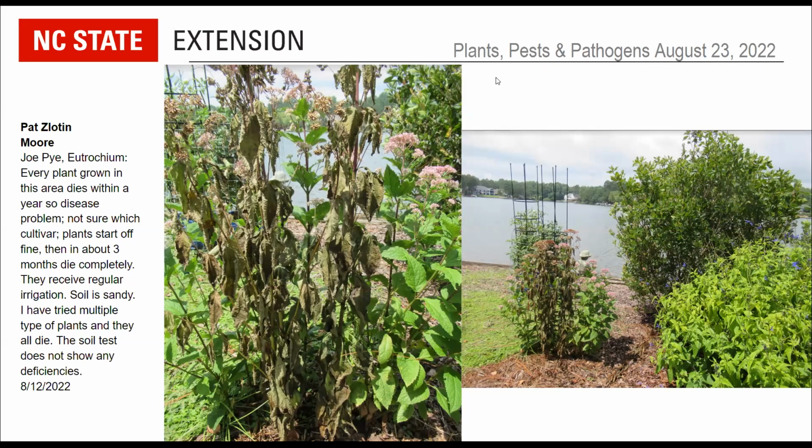Barring that, I would scour the possibilities of something wrong actually with the site. Sounds like the soil was already tested, no deficiencies, but it might be good to send it under the form AD2, I think it is, as a problem or a diagnostic soil test to the NCDA. Yeah, this is a tough one.